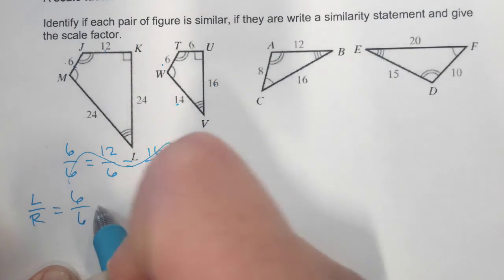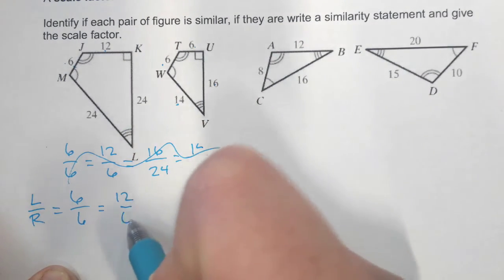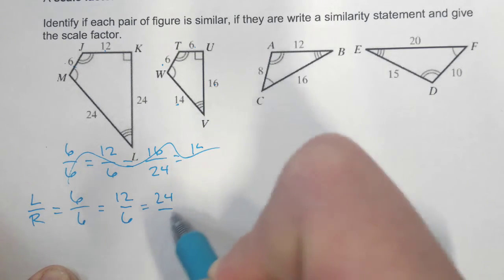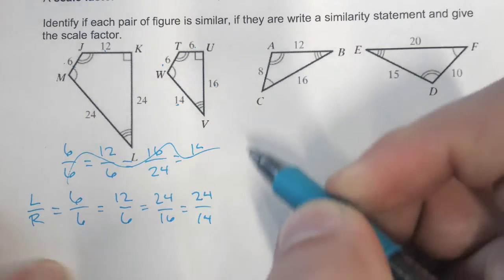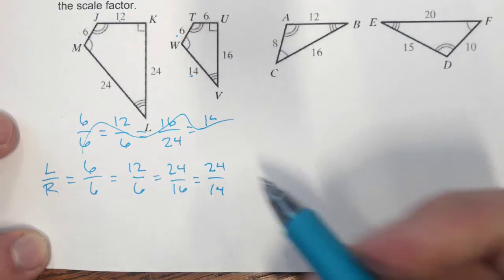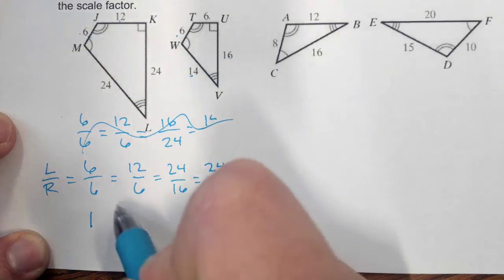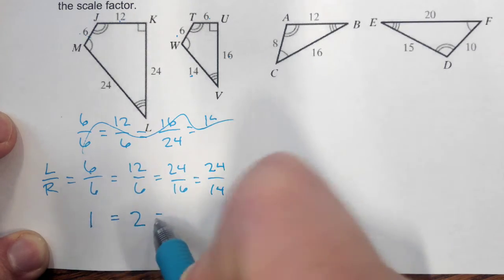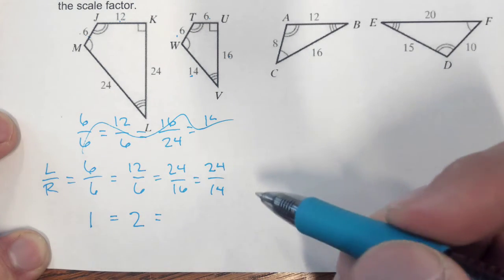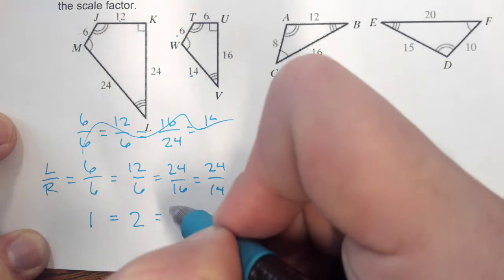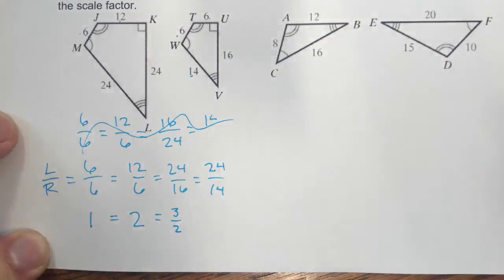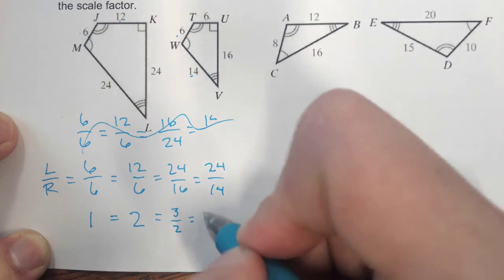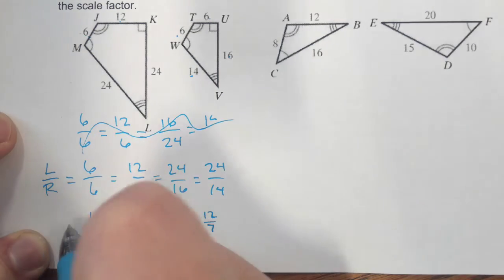6 to 6. 12 to 6. 24 to 16. And 24 to 14. Awesome. Okay. Then just reduce each of the fractions. Do they come out to the same? 1. Is that equal to 2? Is that equal to this, which divides by what, 4? No, 8. 3 to 2. And this one divides by 2, 12 to 7. None of those came out to be the same.